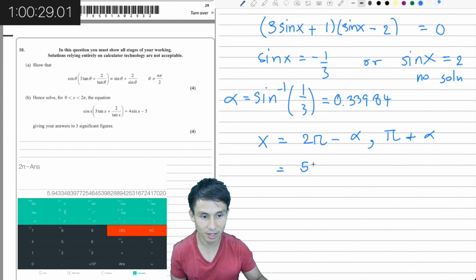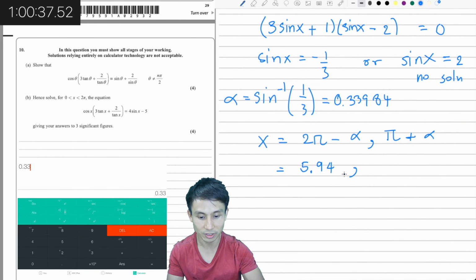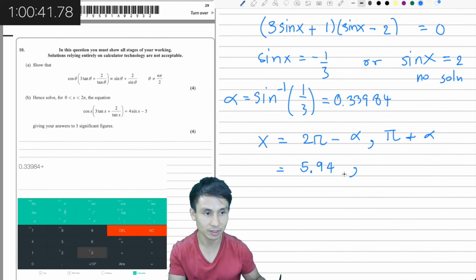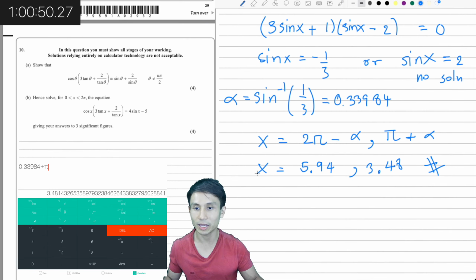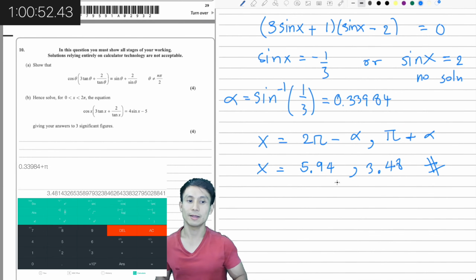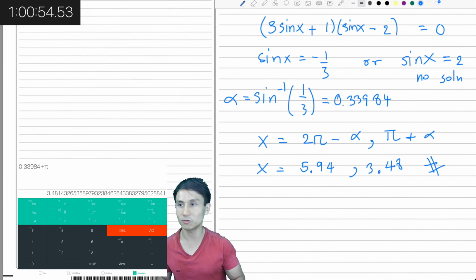And then we have 2 pi minus answer. Okay, so we get 5.94 here. And we've got to do that again, 0.33984 plus pi. So that would be 3.48. Yeah, that's it. That would be my x values. That's it. That's done. Do we have anything left? So we are done with the paper.